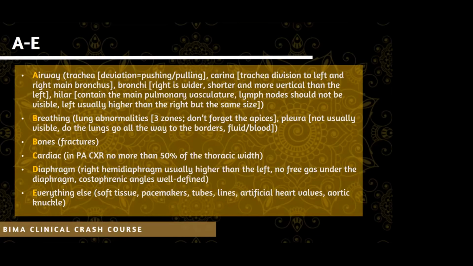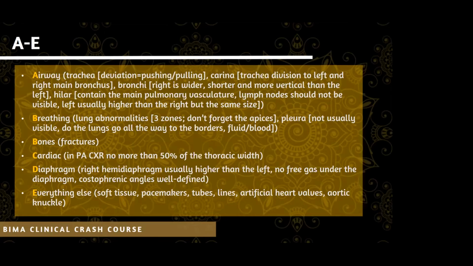Your carina is the point at which the trachea divides into the left and right main bronchus, and that should once again be quite central, and you should be able to see it. If you can't see it, you can ask, is there something covering it, or is there something within the carina that's making it brighter, for example? Your bronchi, your right bronchus is wider, shorter, and more vertical than the left. Often if you're worried about someone having inhaled a foreign object, it'll be stuck in the right bronchus because it is straighter and shorter, and therefore things are a little bit easier to get stuck.